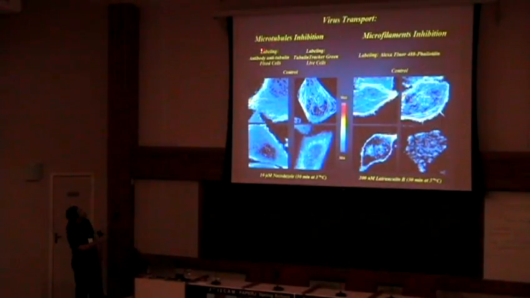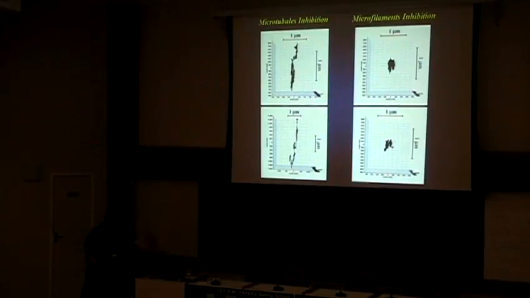We used microtubule and microfilament inhibitors. We see here the control experiments. This is a control for the microtubule inhibition and microfilament inhibition. And what we see is that when we incubate the cell with the inhibitor and with the virus, when we inhibit microtubules, it still moves in Z. But when we inhibit microfilament formation, then it's stuck.